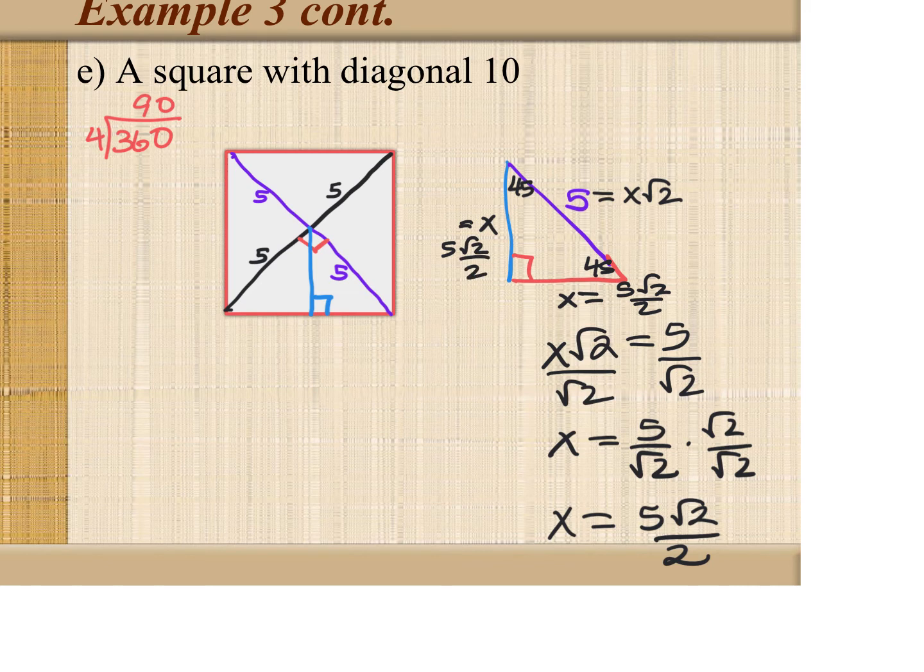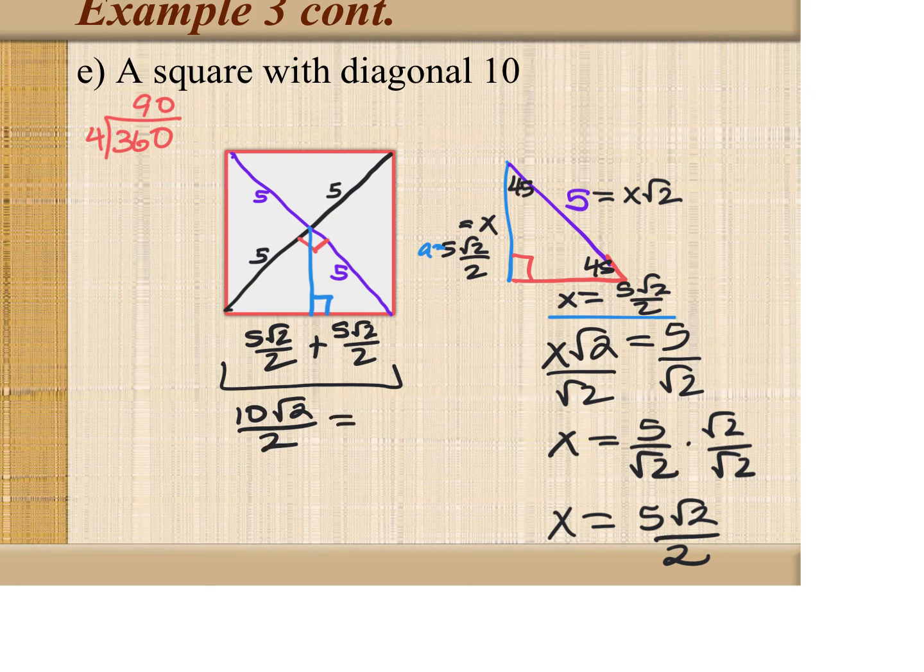Notice the blue x, this is my apothem. This is only half of the side, because remember, it's right here and right here. In order to get the full length of the side, we need to add these, either that or times it by 2. Either way. So once I add these, I actually get 10 square root 2 over 2, which simplifies to 5 square root 2. That's the side length.